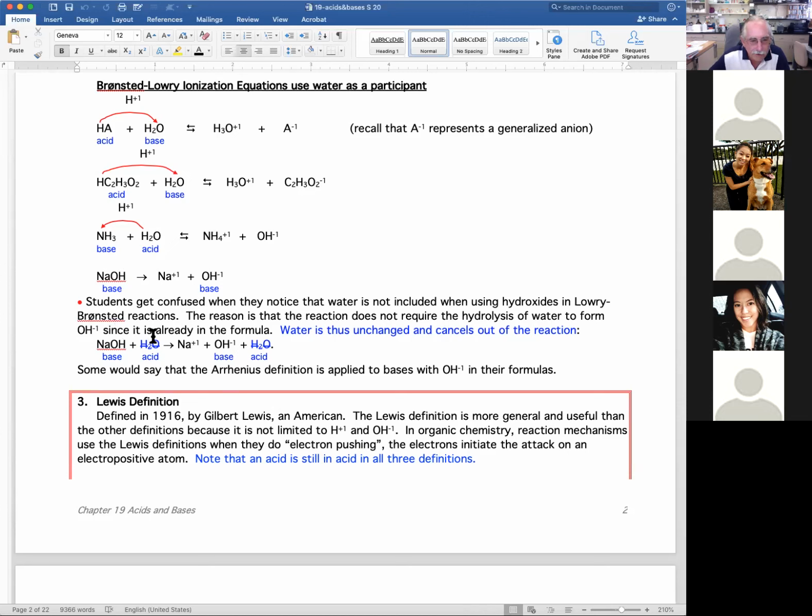With sodium hydroxide plus the water, you get the sodium ion, you get the hydroxide ion, and you get the water. We're like, wait a minute. Just like any algebra equation, you can subtract what's on both sides if they're the same. Water cancels out, and we're right back to this again. So some people would say that, well, when it comes to hydroxides, we have to use the Arrhenius definition. And what I'm telling you is that that's not exactly true. It's just that if you try to use the Bronsted-Lowry definition, water cancels out, so we don't need it there.